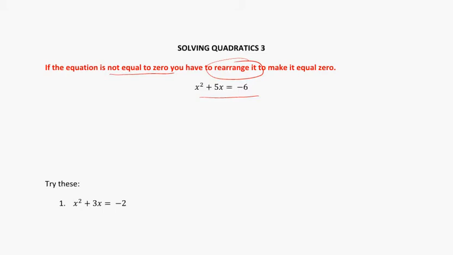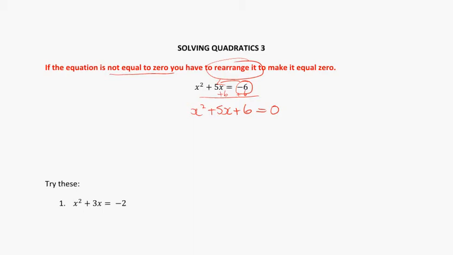We could do it by adding 6 to both sides, which would make that 0. X squared plus 5x plus 6 equals 0. Sometimes it's easy to just think, well, I'm going to put that one over the other side and change the sign. Okay, it's the same thing.